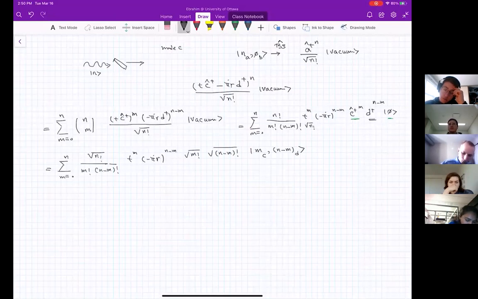And that's what we expect because it's a lossless beam splitter. So the energy should be conserved. Good. So now let's simplify a little bit more.